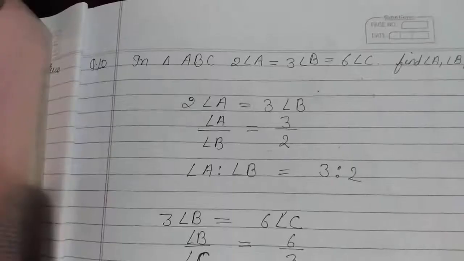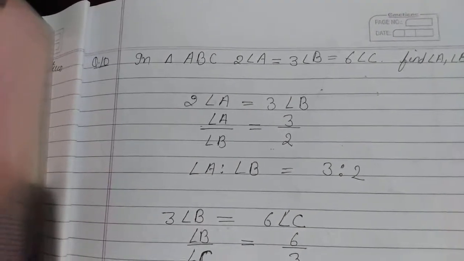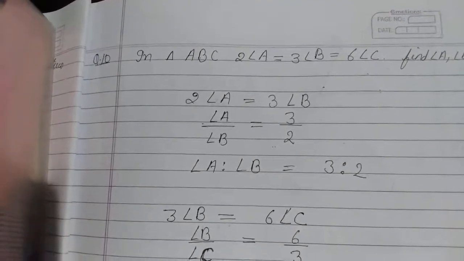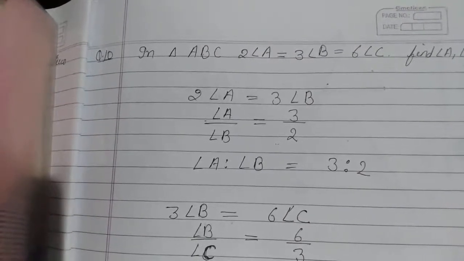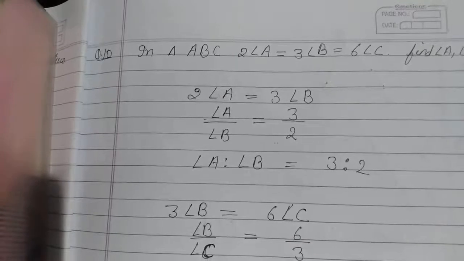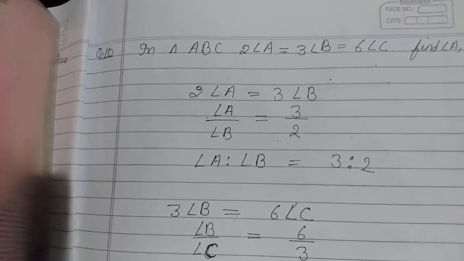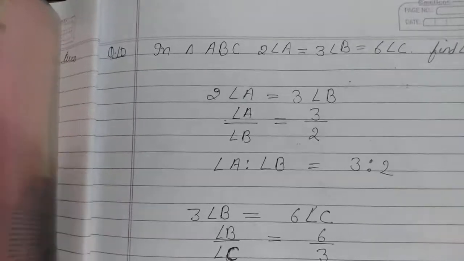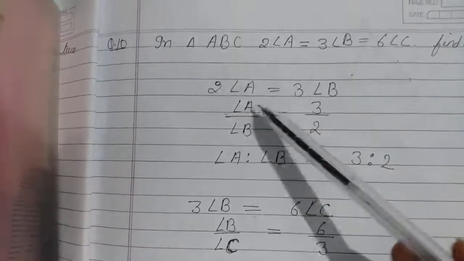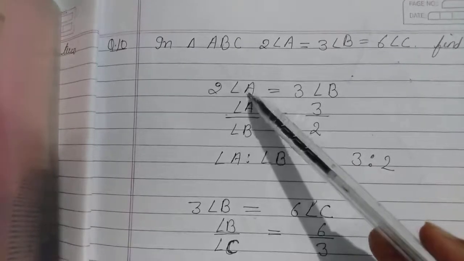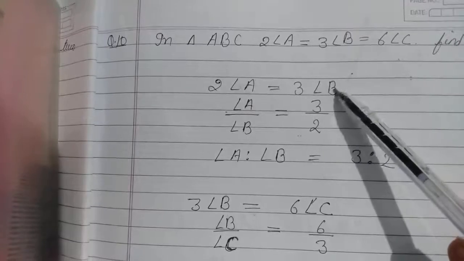Okay. Question number 10 is: in triangle ABC, 2 angle A is equal to 3 angle B is equal to 6 angle C. This is given and we have to find angle A, angle B and angle C. Now firstly consider this 2. Okay, that means 2 angle A is equal to 3 angle B.